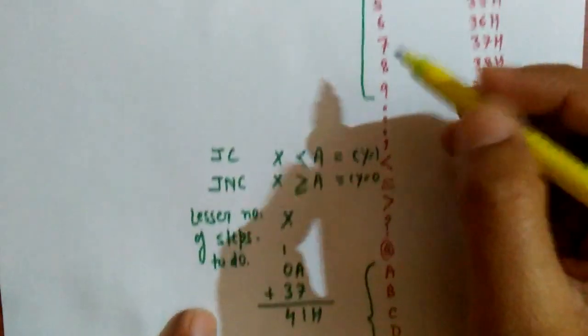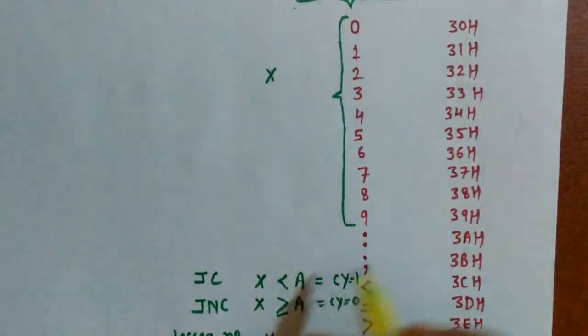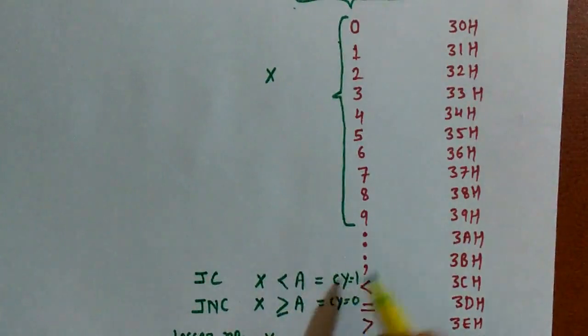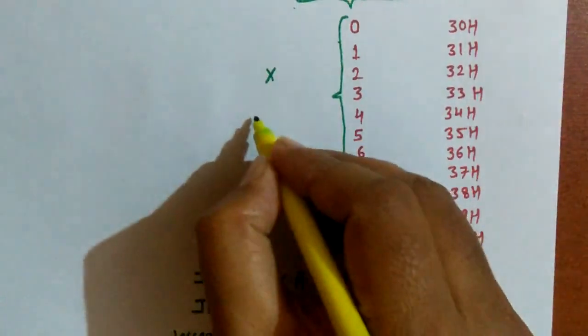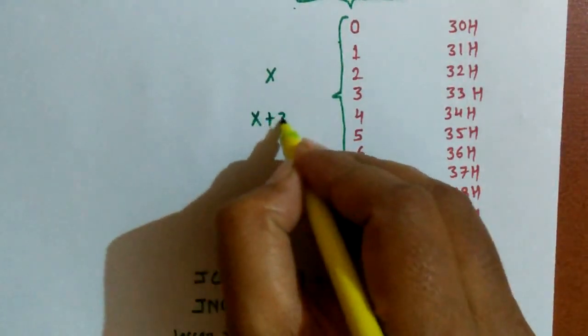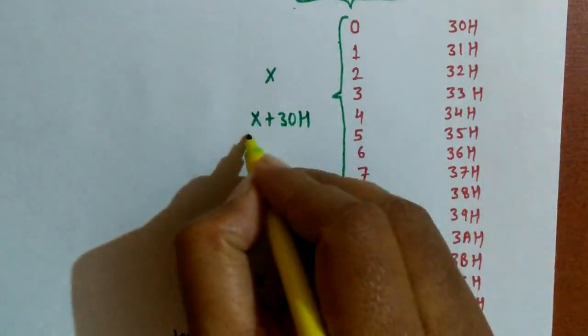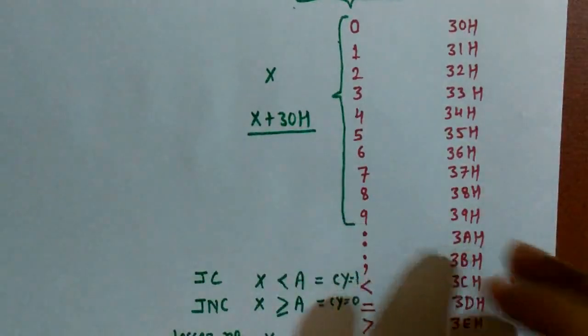So we have already told that if you are getting carry equal to 1, that means the number comes under this category, and in this category you simply have to add 30H to the given number. Alright, and that will be your answer.